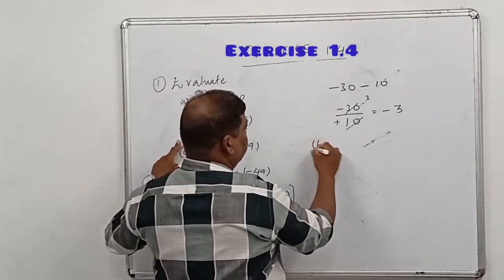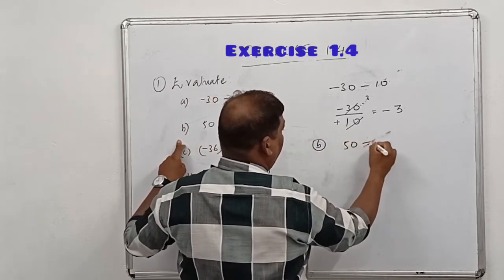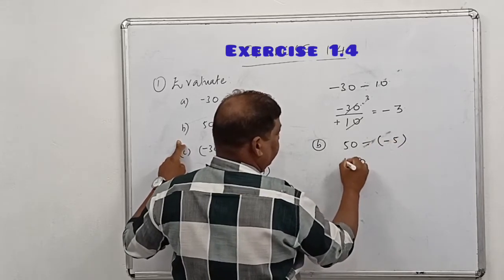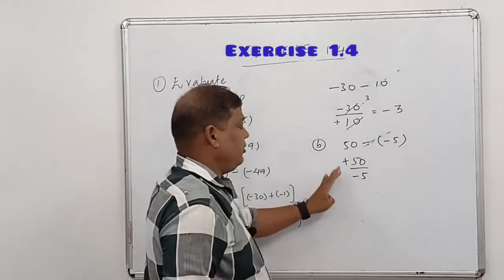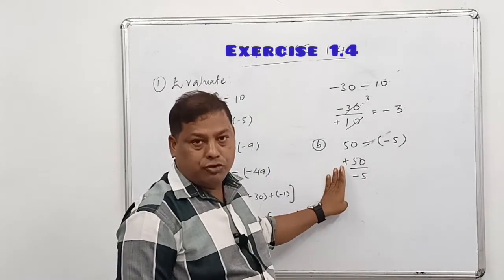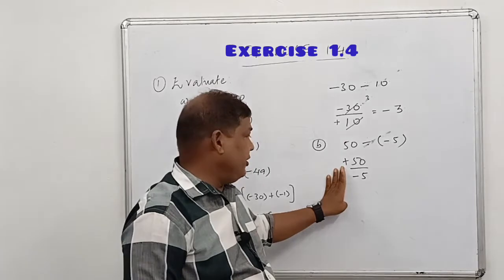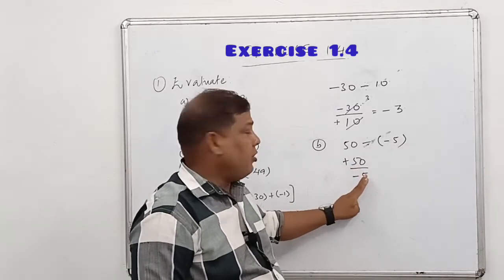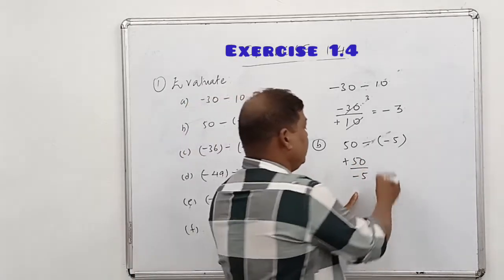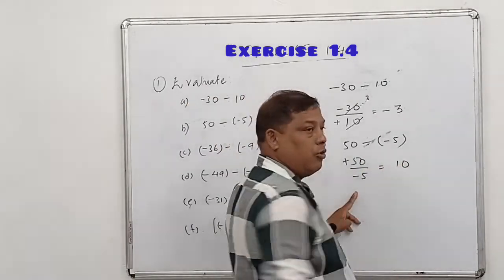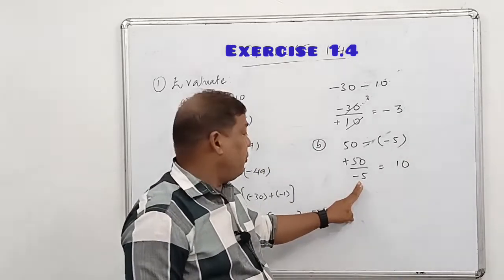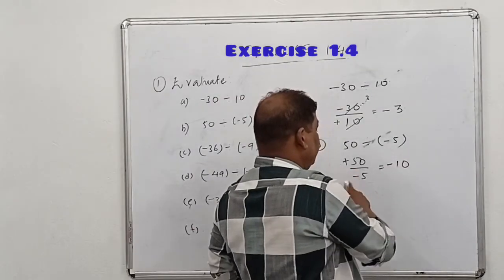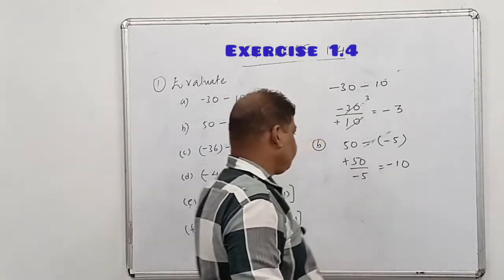Now see the second sum: 50 upon -5. Here is the positive integer, here is the negative integer. When we divide a positive integer by a negative integer, firstly you divide them as whole numbers. 50 by 5, that will be 10 as the quotient, then you put a minus sign before the quotient. Here is the plus sign, that is the minus sign.